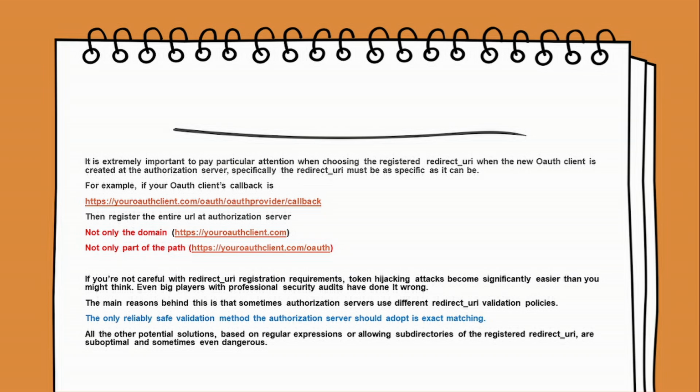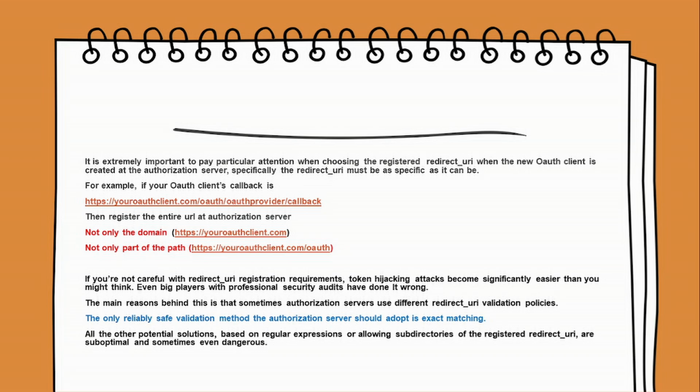If you are not careful with the redirect URI registration requirements, token hijacking attacks become significantly easier than you might think. Even big players with professional security audits have done it wrong. The main reason behind this is that sometimes authorization servers use different redirect URI validation policies. The only reliable safe validation method the authorization server should adopt is exact matching.